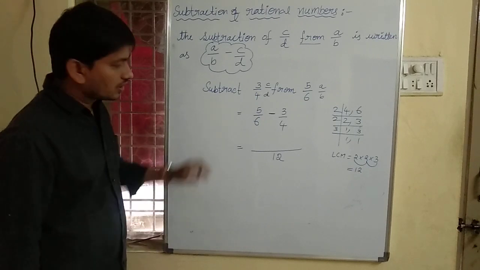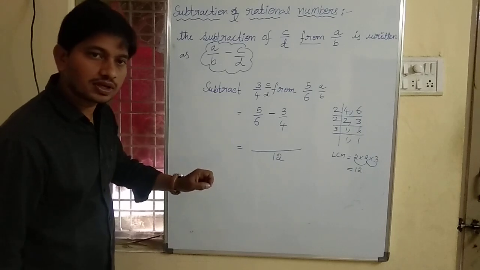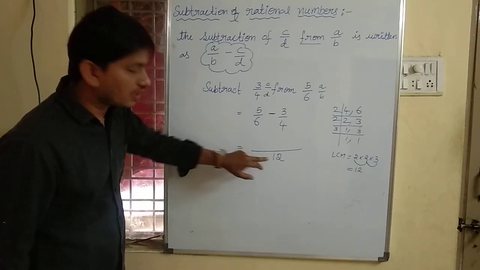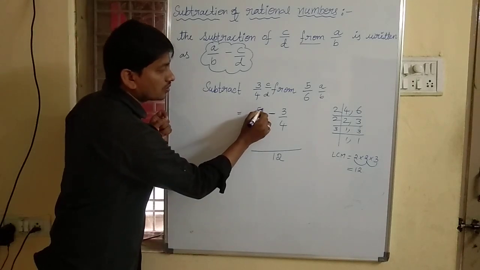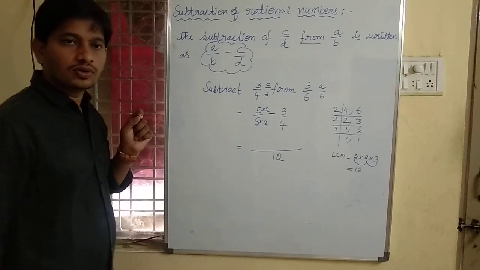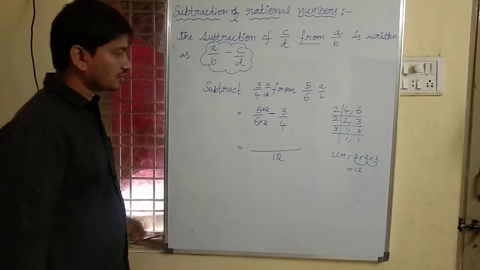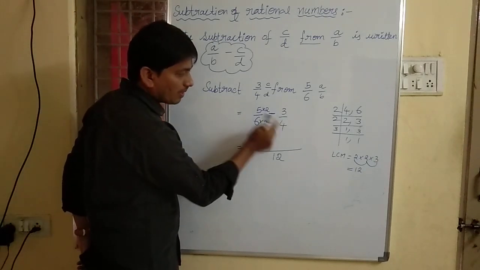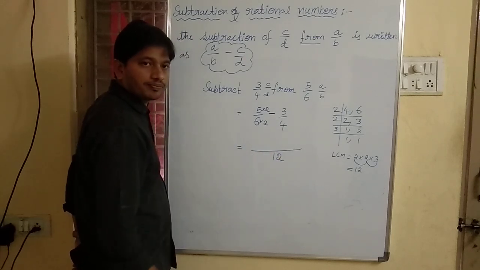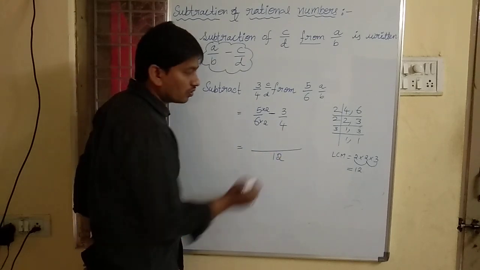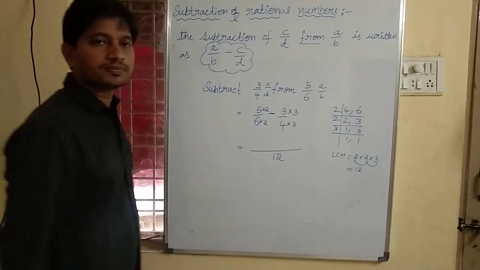Now if you observe here the denominator is 6. In the 6 table 12 will come. Yes, of course, 6 2s are 12, so we multiply by 2 for both numerator as well as denominator. Now coming to the second fraction, 3 by 4, whose denominator is 4. Again in the 4 table 12 will come. 4 3s are 12, so into 3.